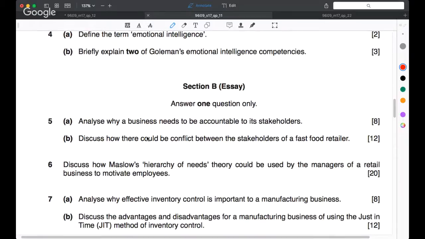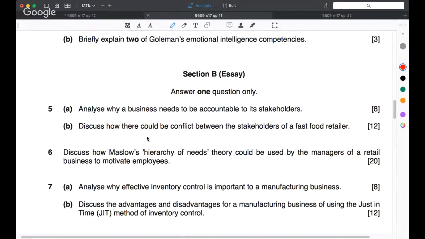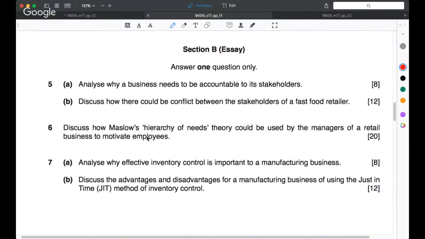Moving on to question 7. Analyse why the effective control of inventory is important to a manufacturing business.